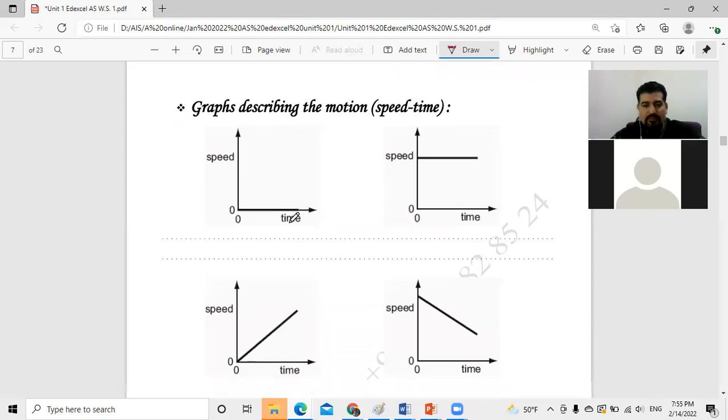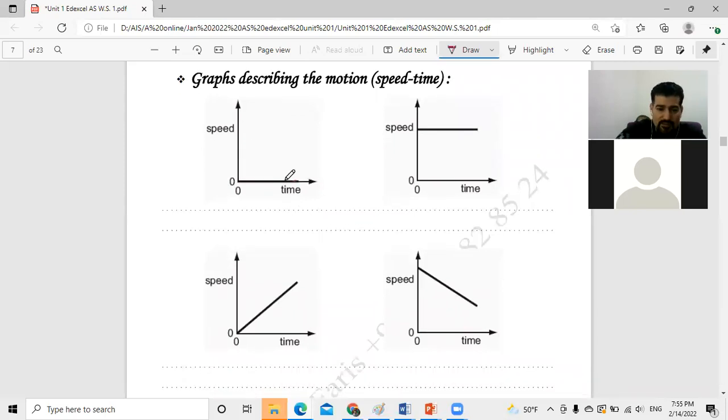Now, let's move on. For this line, who can tell me in a speed time graph?